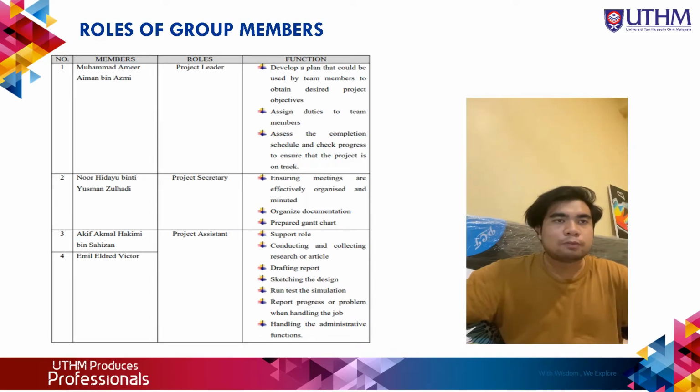For our project leader, Muhammad Amir Aiman, his function is to develop a plan that could be used by team members to obtain the desired project objective, then assign duties to us, assess the completion schedule, and check progress to ensure that the project is on track. Then there is our project secretary, Nur Hidayu. Her role is to ensure meetings are effectively organized and minuted. She also organizes our documentation and Gantt chart.